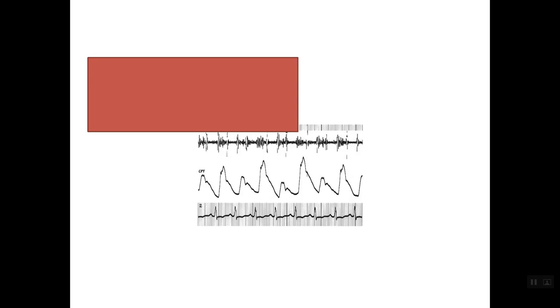You have one strong beat and one weak beat. Pulses alternate. If you feel it with your hand, you won't be able to feel the aorta, but you will be able to feel the radial or the femoral. You'll find one strong beat and one weak beat. The pulse has to be regular. Everybody remember, the pulse has to be regular to diagnose alternans, because in AF, the pulse is irregular anyway. So to diagnose alternans, the pulse has to be regular.